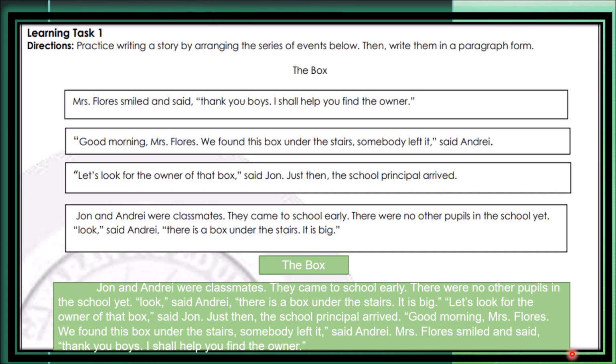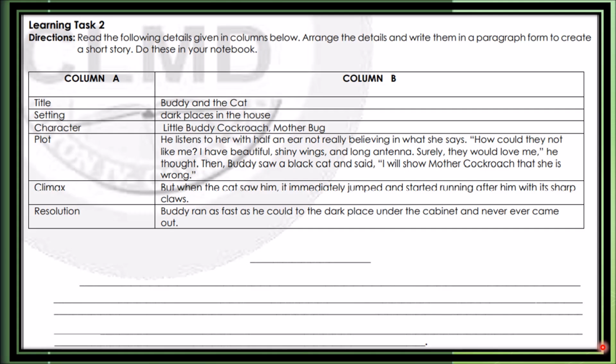This is the proper way of writing and arranging the series of events in paragraph form. This is how you will write in paragraph form. Very good. Next one. Learning task 2: you're going to read the following details given in the columns below. Arrange the details and write them in paragraph form to create a short story. Do this in your notebook.